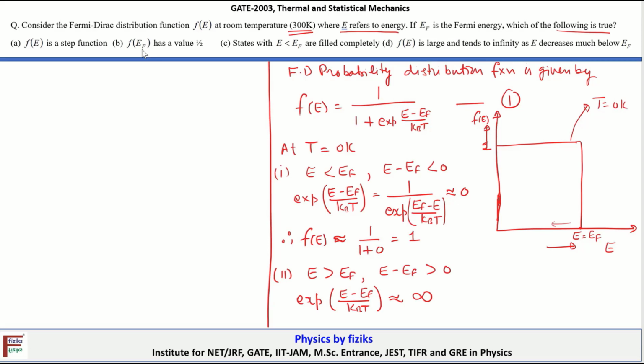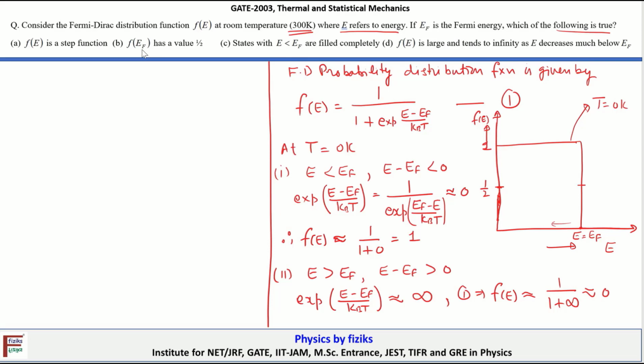So in that case equation 1 will predict f of E equal to 1 over 1 plus infinity, and that will cause this function to approach 0. So for E greater than EF we are having 0 value for the probability distribution function. So this is the situation at absolute 0, and this box-like curve corresponds to absolute 0 temperature. I'm going to label this point as 1 by 2.